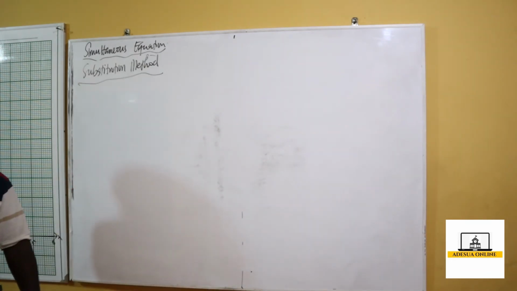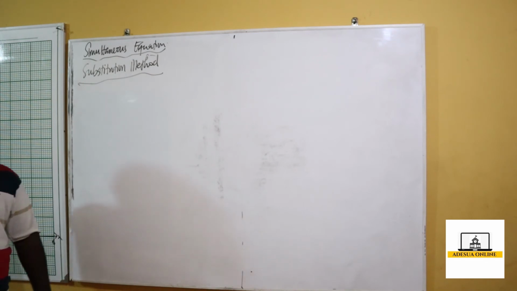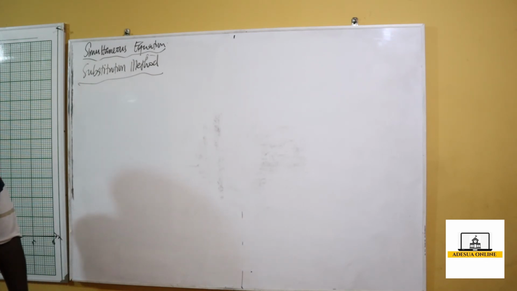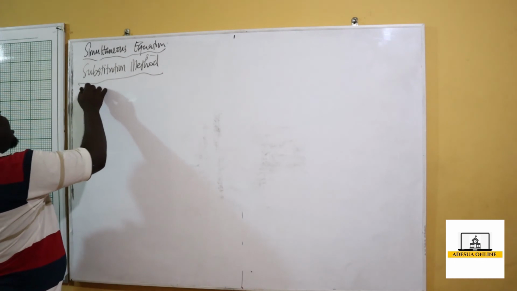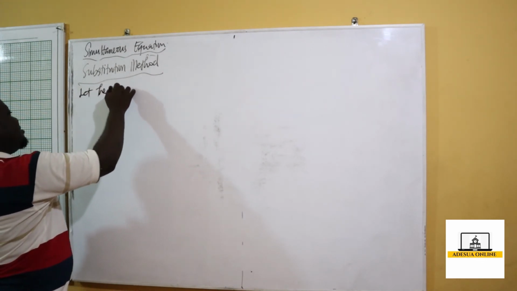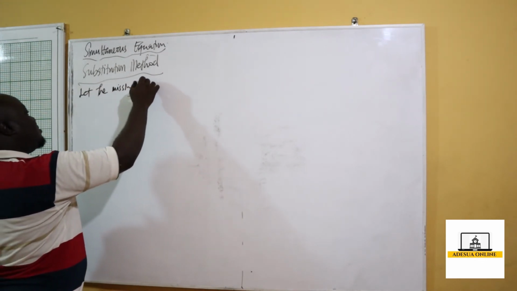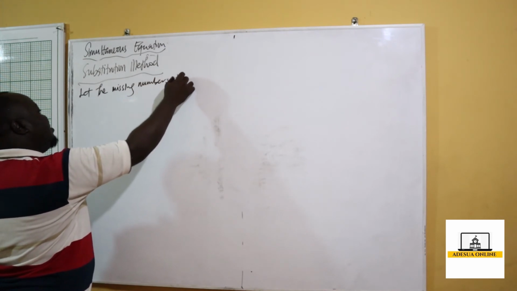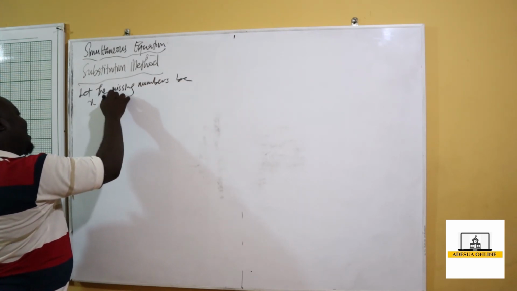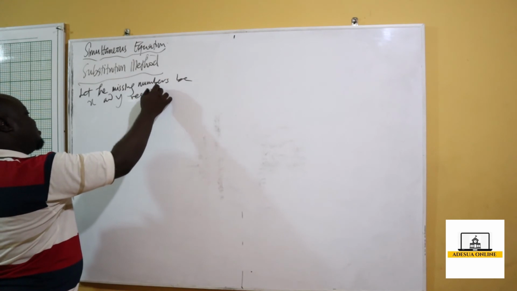The sum of two numbers is 8, and their product is negative 33. Find the numbers. So we are told that the sum of two numbers is 8, and their product is minus 33. Now we don't know the numbers, so let's name the numbers x and y. So let the missing numbers be x and y respectively.